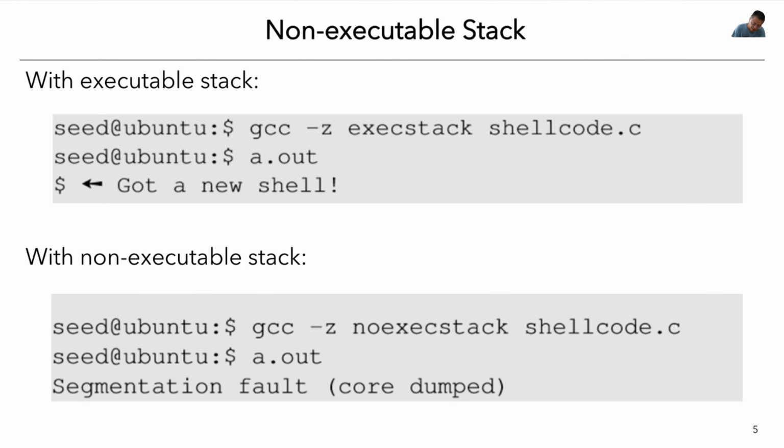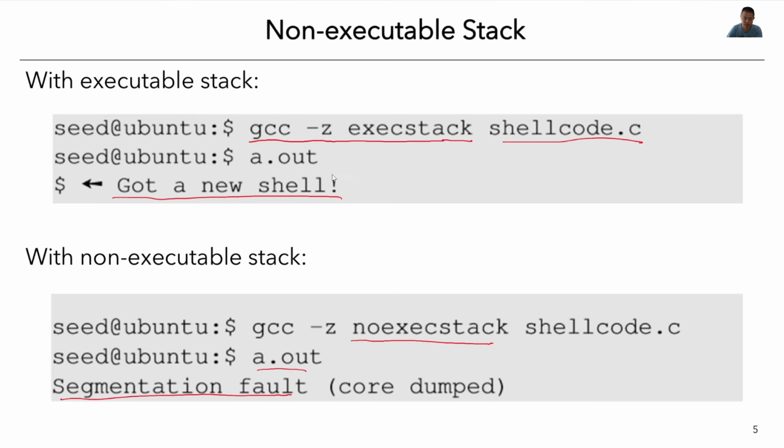With the executable stack, if we build the program with gcc -z execstack and the shell code, this will give us a new shell. However, if we compile the program with no executable stack, when we try to do this again, it's going to cause an exception or segmentation fault.